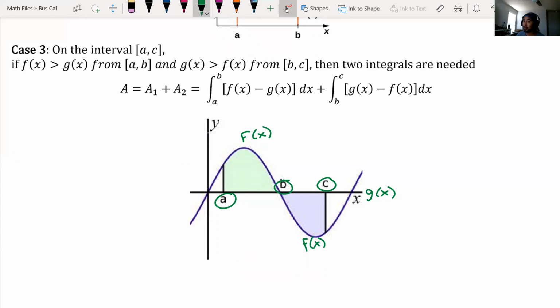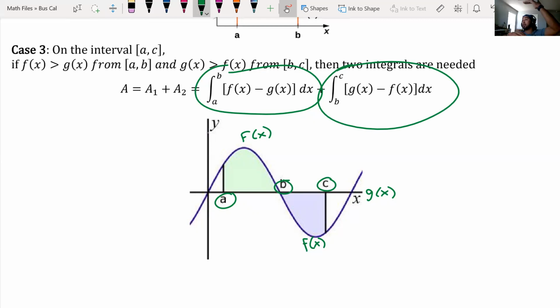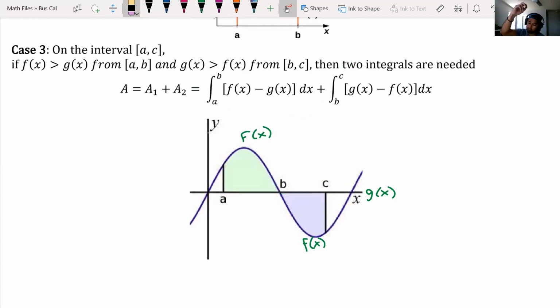So if this happens, then the setup for the area is going to be the integral from a to b of f of x minus g of x plus the integral from b to c of g of x minus f of x dx. So this is case three. Case three happens if on the same interval, f of x is above g of x, and then g of x is above f of x. Okay, so those are our cases.